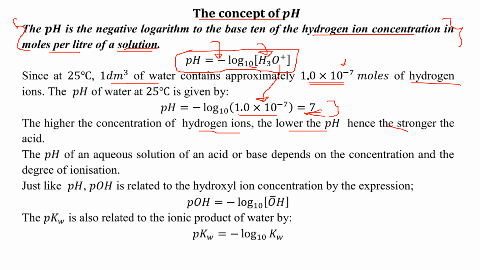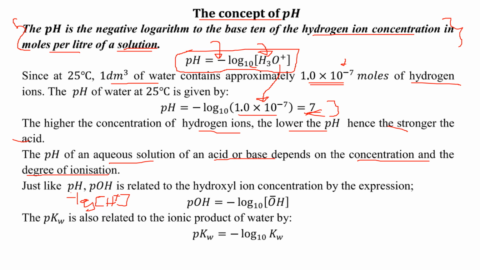Hence, the stronger the acid. And you're saying that the pH of an aqueous solution of an acid or base is going to depend on the concentration and the degree of ionization of any weak acid or any weak base. Now we are saying that pH is the same as negative logarithm to base 10 of the hydrogen ion concentration in moles per liter of a solution.